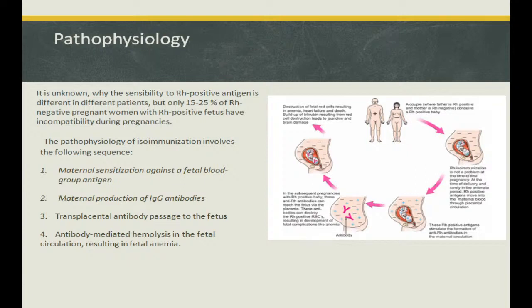The pathophysiology of isoimmunization involves the following sequence: maternal sensitization against the fetal blood group, which happens when a rhesus-negative female and a rhesus-positive male conceive a rhesus-positive baby. Rhesus isoimmunization usually does not affect the first pregnancy.